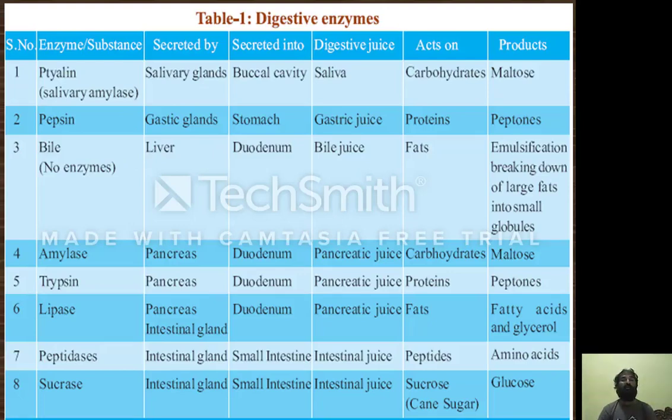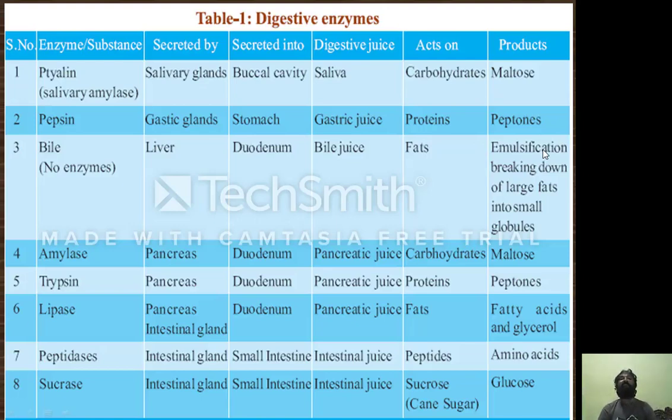Especially the liver gland contains no enzymes, and it releases the bile juices, which are also called bile pigments. There are two types of bile pigments: biliverdin and bilirubin. These two pigments are released into the duodenum, where they mix with the food material present in the duodenum. These bile juices convert the large fats into simple small globules. This process is called emulsification.